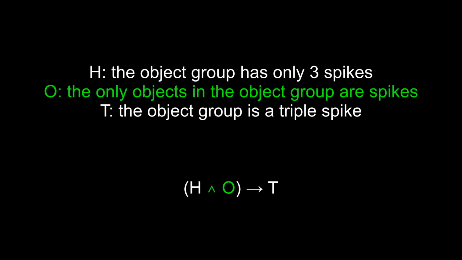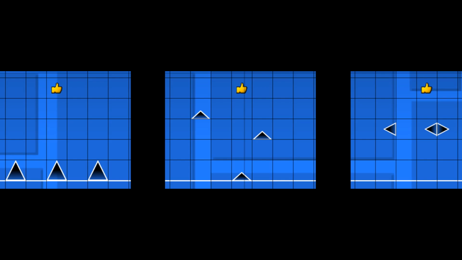Let's start by adding a new proposition, O, stating that the only objects in the object group are spikes. Let's also modify the proposition H so that it becomes the object group has only three spikes. The new statement becomes H and O implies T. This already eliminates a bunch of object groups from satisfying the statement, but we can do better, as these ones still satisfy the statement and we don't want to refer to them as triple spikes.